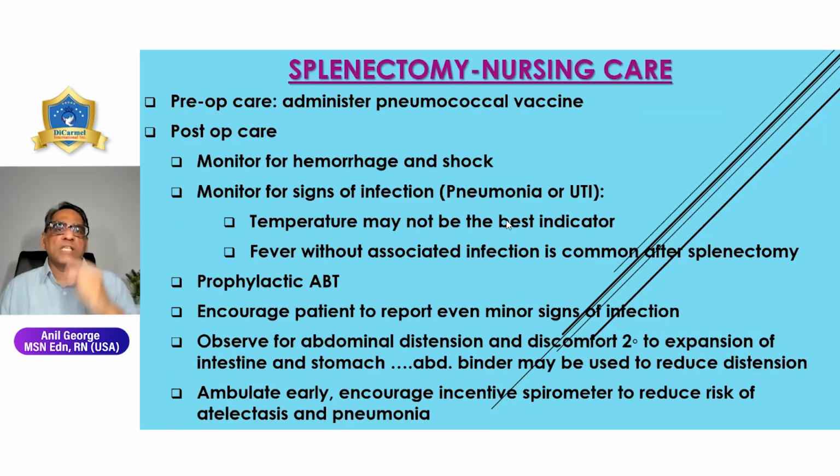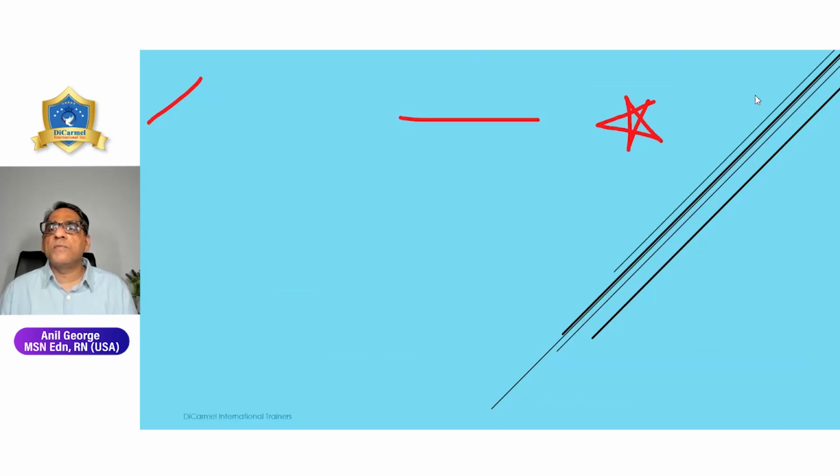Looking into the nursing aspects with the splenectomy, very classic information, and I would say most of these facts are straight questions. So pre-op care: administer pneumococcal vaccine. Now, I'll start from there as the first thing. When we talk about vaccines, everyone knows the flu vaccine can be given to everyone above 6 months annually, whereas the pneumococcal vaccine is limited to young children and the elderly. Before it was 65, now it is above 50.